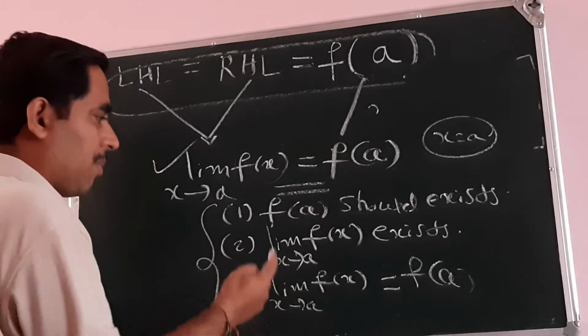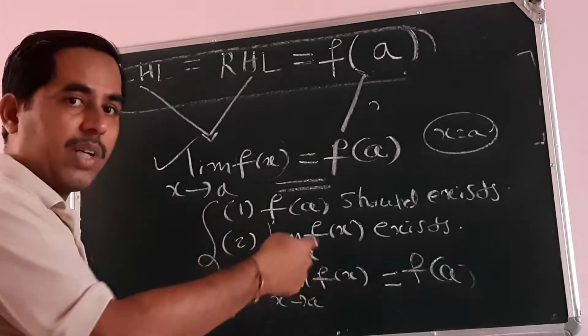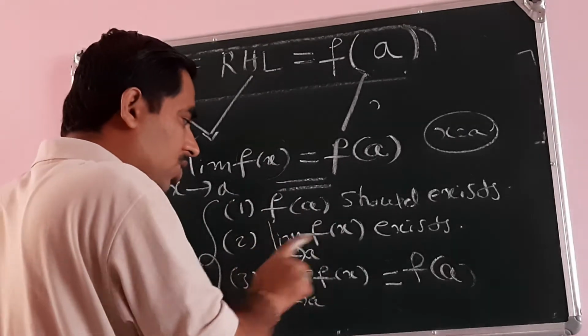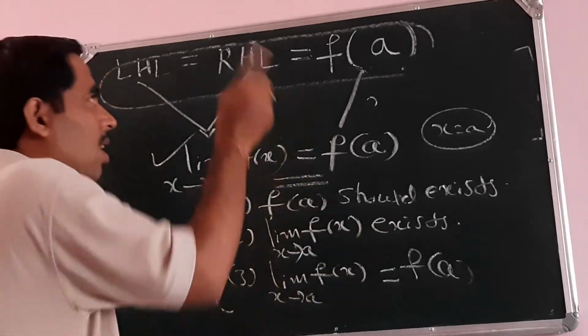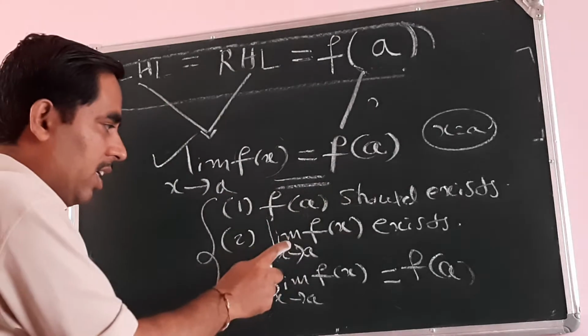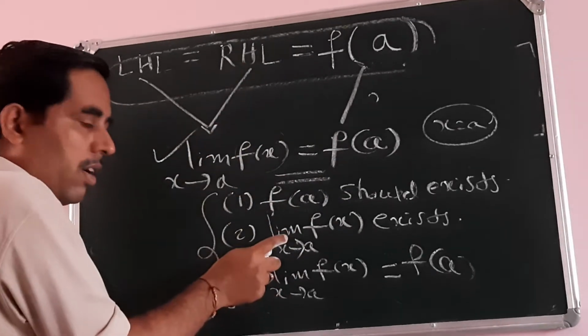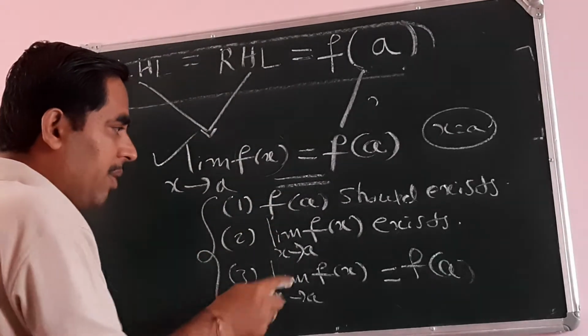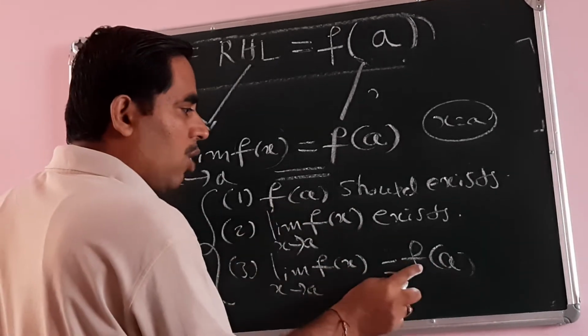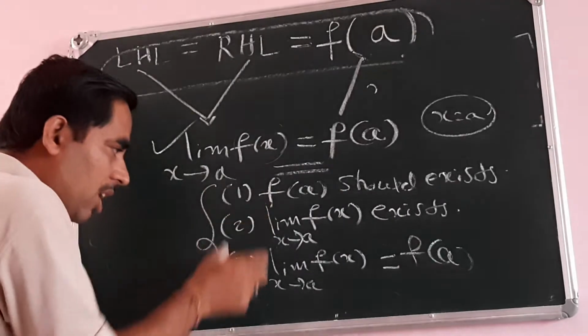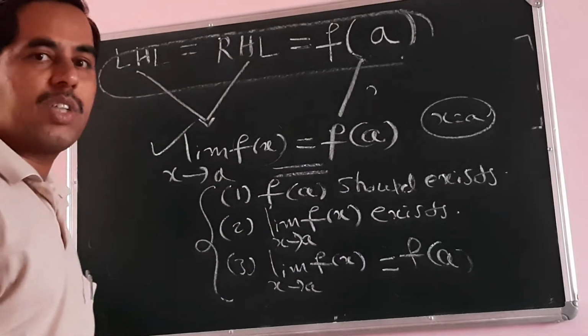Then we move to the next step. Limit of the function, whatever function we consider, the limit of that function as x tends to a should exist. See here, this exists means what? Left hand limit and right hand limit should be equal. These two points lie in this. Then whatever limit we get here should be equal to the value of the function at the given point. So if these three conditions hold good, then we say that the function is continuous.